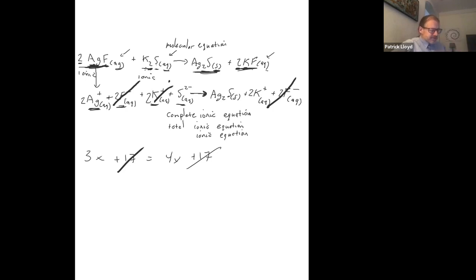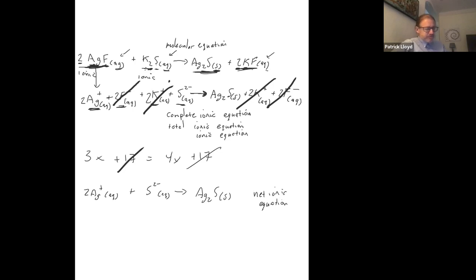2K plus aqueous, 2K plus aqueous. I hope you caught that before I did. So what's left now? I canceled a bunch of stuff. The only thing that's left is 2Ag plus. We can't cancel the Ag. The S is still there, S2 minus. And then that gives you Ag2S solid. So this is called the net ionic equation.